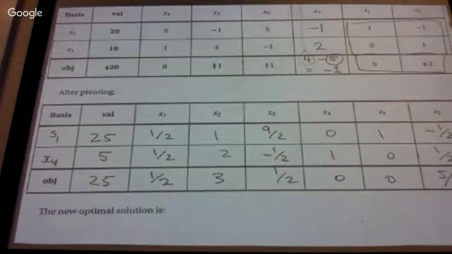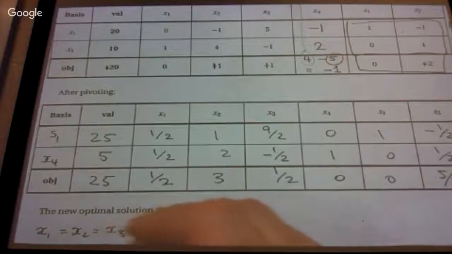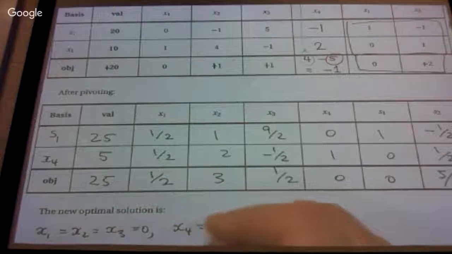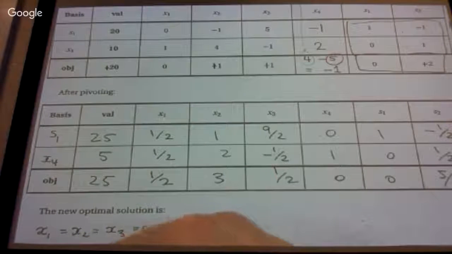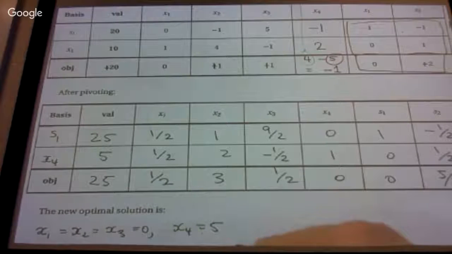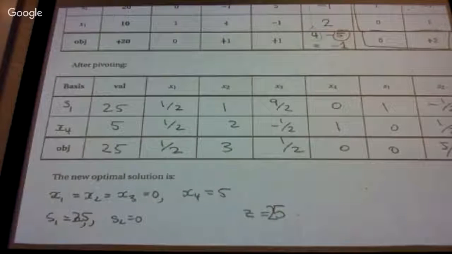So the new optimal solution straight from this tableau is x1 and x2 and x3 are all naught. x4 is 5. Sorry, s1 is 25. s2 is naught. And the new optimal value of the objective is 25. Okay. I think. If my notes are correct.